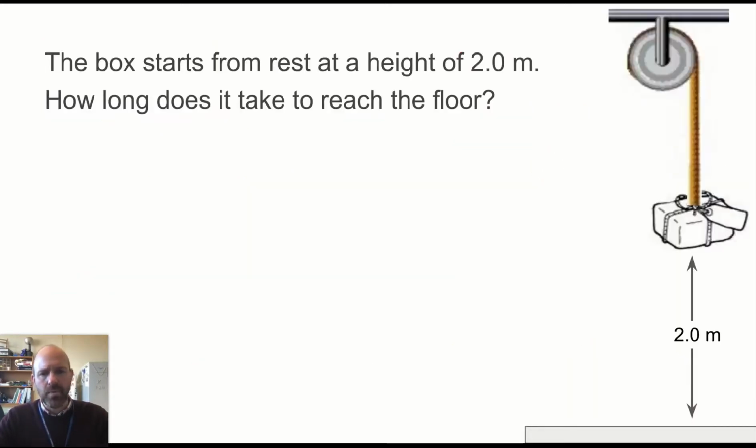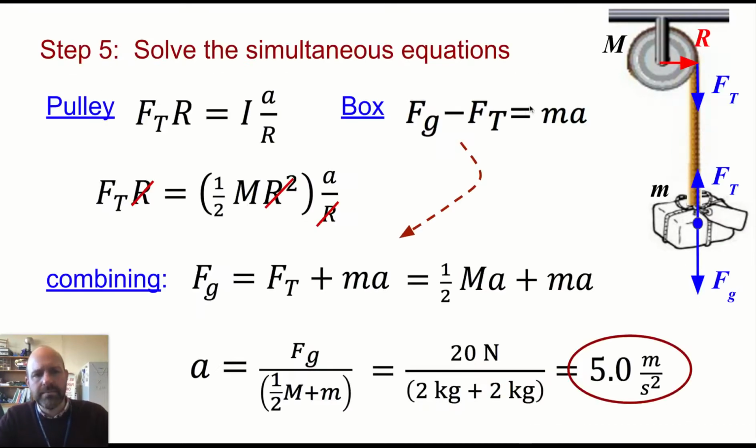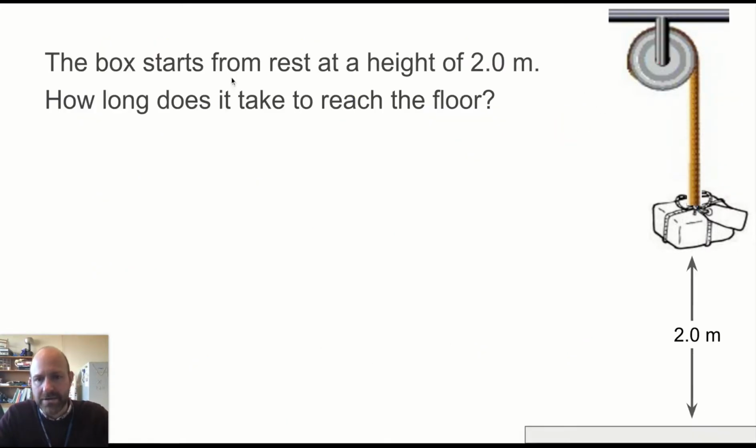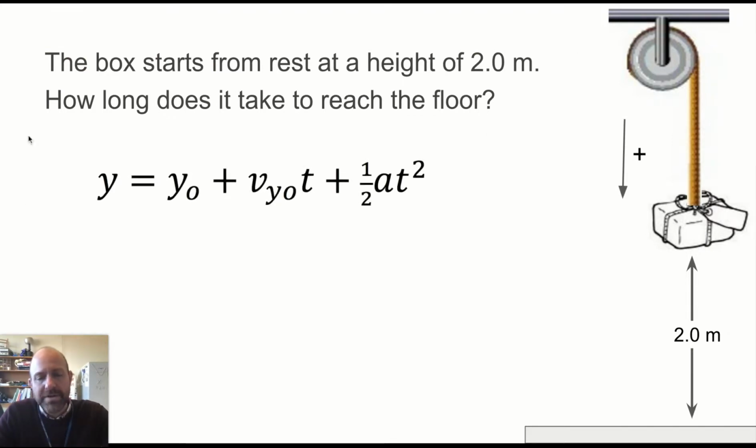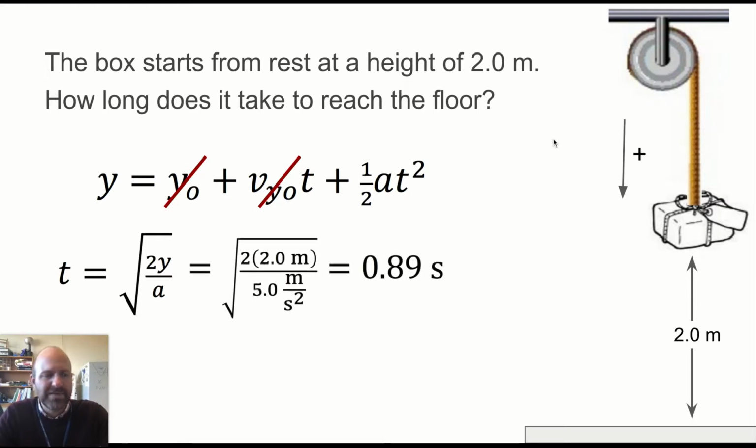Going back, we can then do all sorts of other things. Once we know the linear acceleration, we could solve a kinematics problem. We could talk about energy, momentum, etc. And this question says the box starts from rest at a height of 2 meters. How long does it take to reach the floor? This is just a kinematics relationship, right? Time is the square root of 2 times the distance in the y direction divided by acceleration, which gives us about 0.9 seconds.